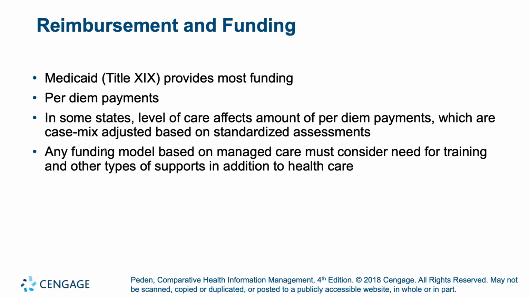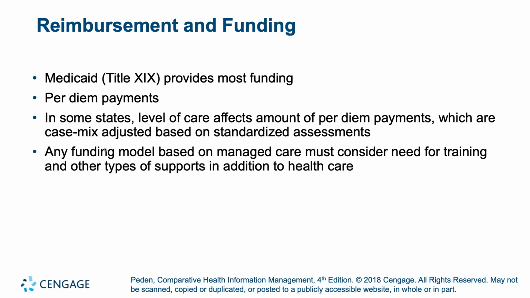All right, so reimbursement and funding. Medicaid provides most funding, as we talked about. It is per diem payments. In some states, the level of care affects the amount of per diem payments, which makes sense if you think about it. If it's an ICF setting, that's a lot more intensity of use of resources, versus a group home, which is probably not going to use anywhere near the same amount of resources. So there's some case mix adjusted based on standardized assessment. And then funding models are based on managed care.